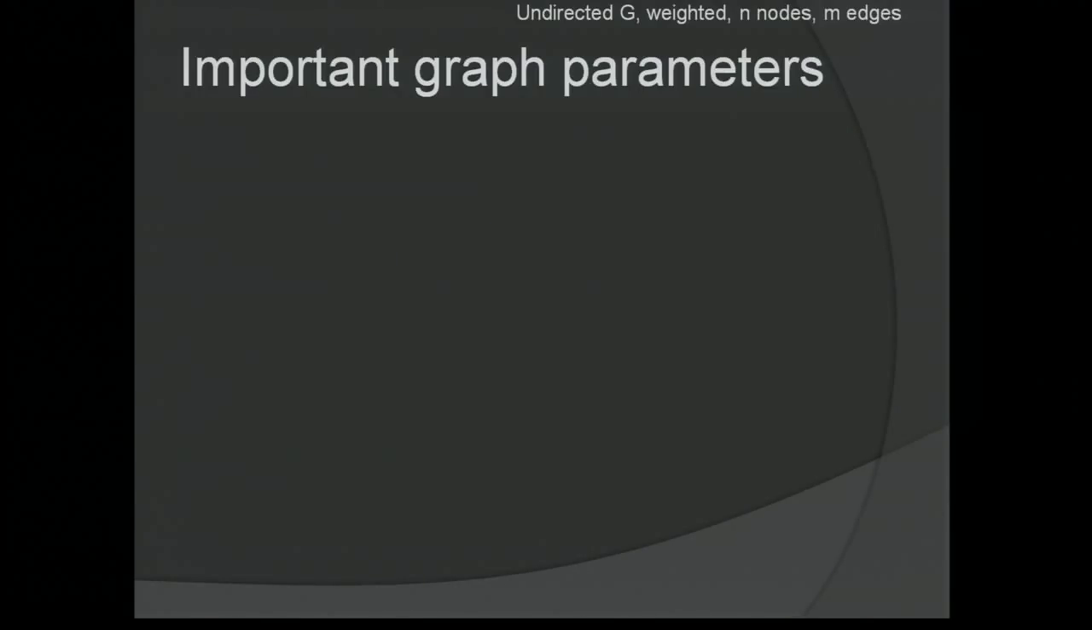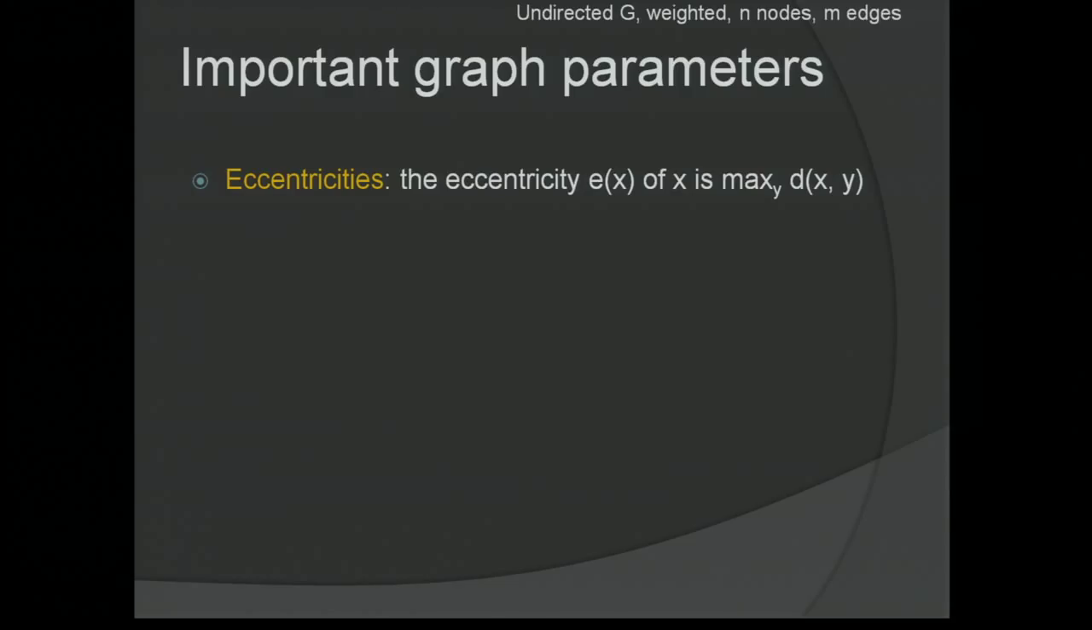Okay, so let me first start with the graph problems I'm going to consider in this talk. Here, for this talk, we'll just think of an undirected graph. It's going to have weights on the edges, and it will have n nodes and m edges. Okay, so the first problem I'm going to talk about is computing the eccentricities of the graph. So what is an eccentricity? For each node, its eccentricity is the maximum distance out of it. So you look at all the distances from x to all the other nodes, and you take the maximum. That's the eccentricity of x.